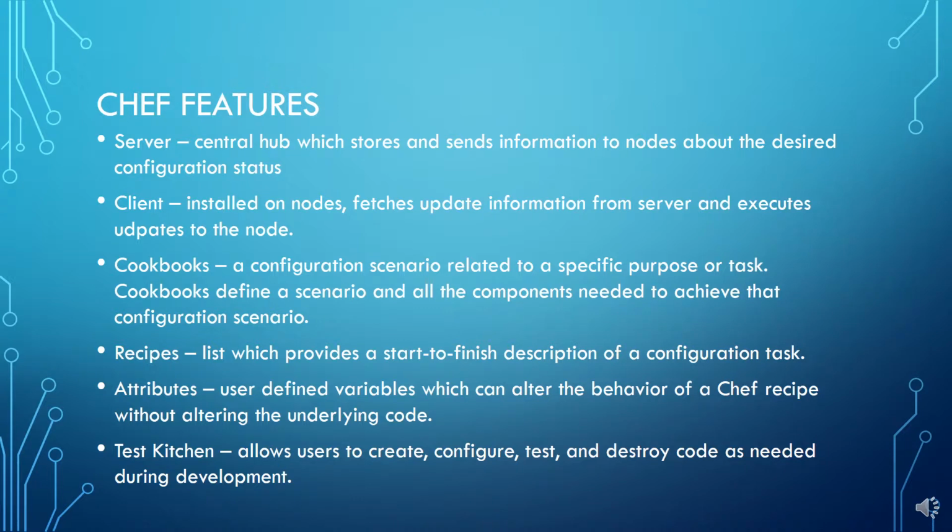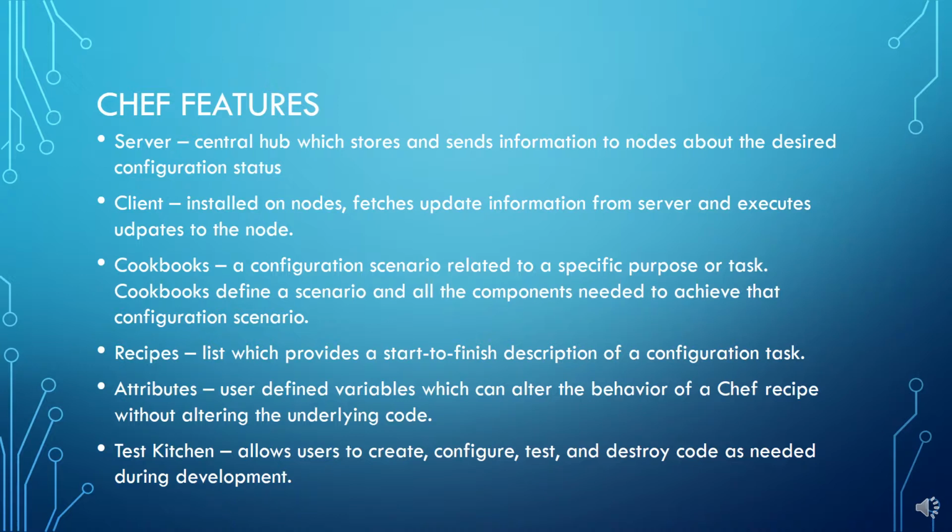Some features of Chef, aside from it's got fun names like cookbooks and recipes. We'll go here from the beginning. We've got the server, which is a central hub. It stores information, it sends information to nodes about desired configuration status and any changes that would need to be made. The client is installed on nodes. It fetches update information from the server. It executes the updates to the nodes as needed.